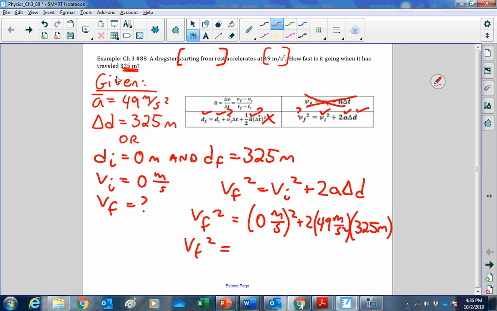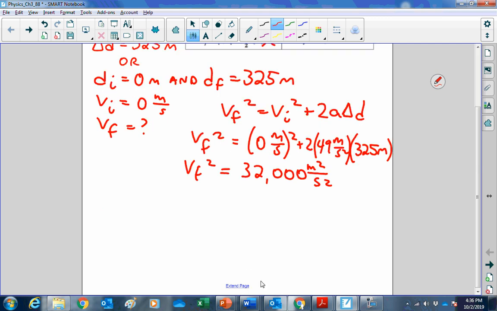I'm going to round as I go to remind myself that I only have 2 sig figs, but you might get a different answer if you keep the number in your calculator. Okay, meters times meters gives me meters squared in the numerator. And then I still have seconds squared down below.